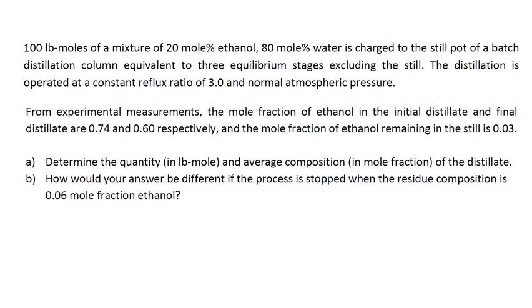From experimental measurements, the mole fraction of ethanol in the initial distillate and final distillate are 0.74 and 0.6 respectively, and the mole fraction of ethanol remaining in the still is 0.03. That's at the end of the distillation. So part A is to determine the quantity in pound mole and the average composition in mole fraction of the distillate. And part B, how would your answer be different if the process is stopped when the residual composition is 0.06 mole fraction ethanol?